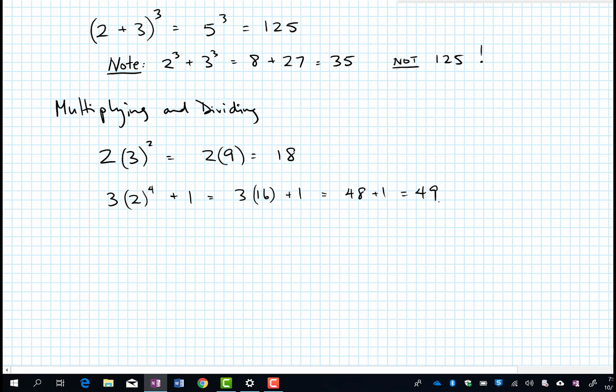If you have an addition in there, again, there's no way of doing anything out of order here. So the 4 acts only on the 2 to give you 16. So you end up with 3 times 16 plus 1. You have to do the multiplication first to get 48, and then finally add 1 to get 49.